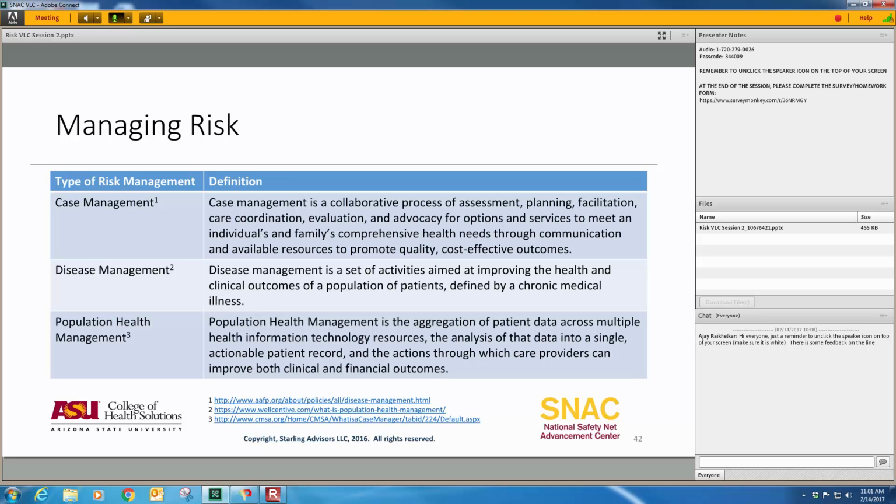And then the broader population health management is looking across the whole population, chronic disease or otherwise, and trying to analyze the entire population's data to pinpoint things that can be done to improve the overall cost, overall outcome, and overall patient experience of that population. So it's a broader concept that requires us to look beyond just those patients with chronic diseases. It's formally defined as the aggregation of patient data across multiple health information technology resources and an analysis of that data into a single actionable patient record on a per patient basis, so that all providers within a coordinated system are working in the direction of clinical and financial outcomes for that population.